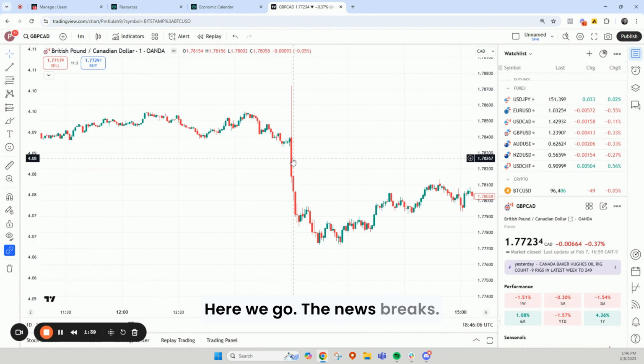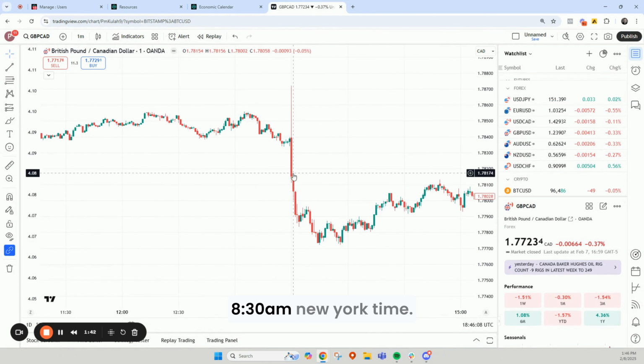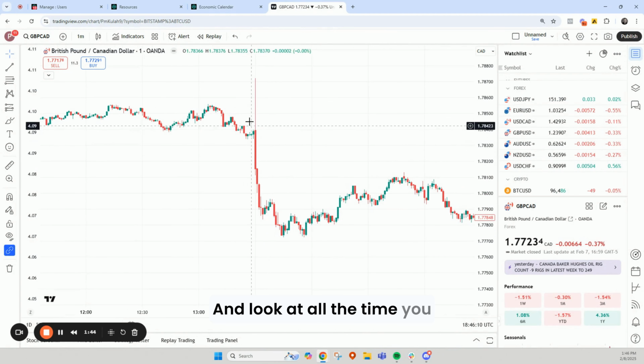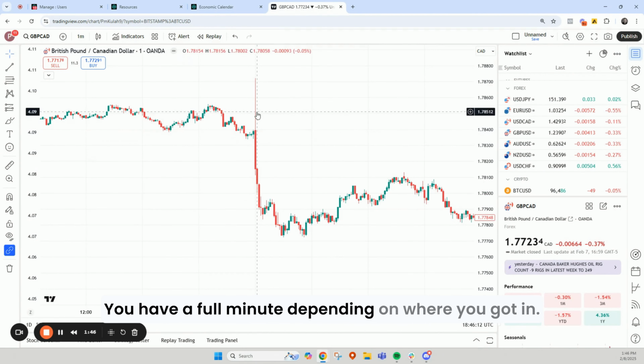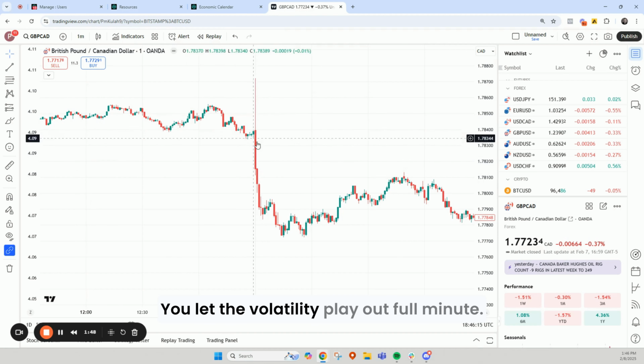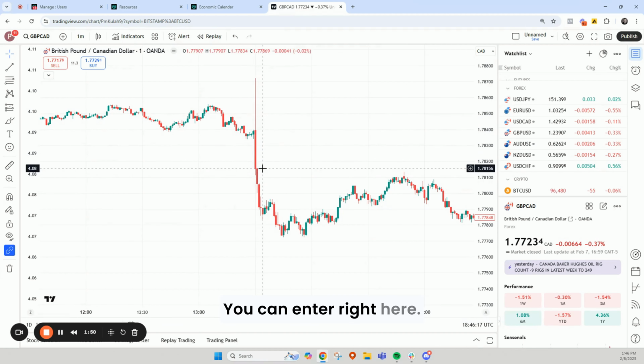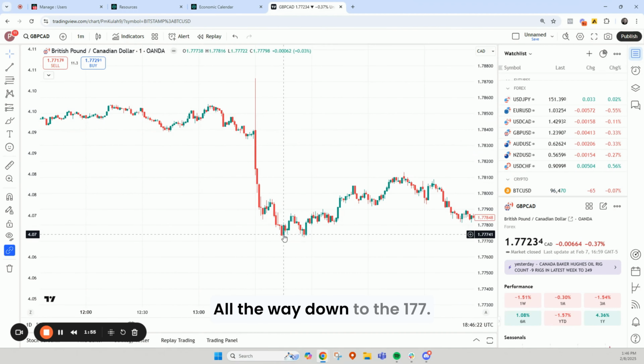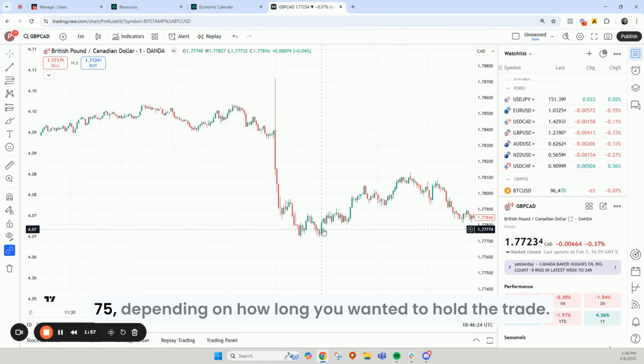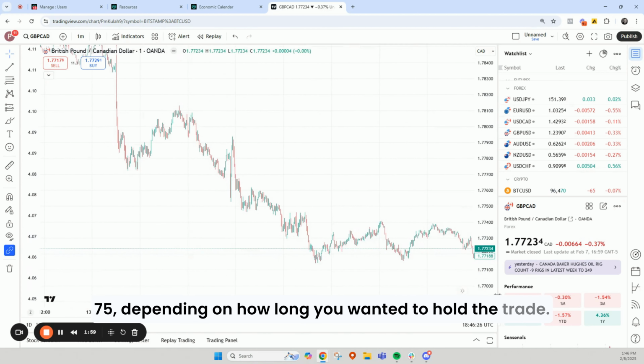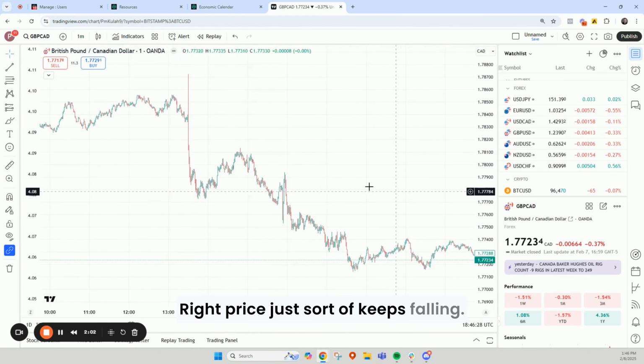Here we go. The news breaks at 8:30 a.m. New York time. And look at all the time you have to get into this trade. You have a full minute, depending on where you got in. You let the volatility play out, full minute, you can enter right here. Look at all this space from the 178.15, all the way down to the 177.75, depending on how long you wanted to hold the trade, right? Price just sort of keeps falling.